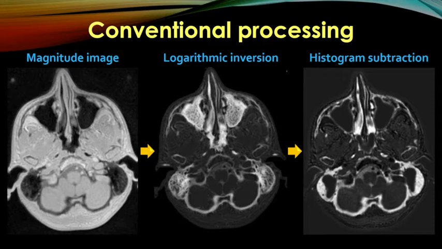Now, there's a conventional medical image processing technique to this. You can take the conventional magnitude black bone image, and you can do a logarithmic inversion. So now you get a bright bone image, but of course the air is also bright along with the bone. So then you can do histogram subtraction to mask out the intensity of air, which is slightly different. However, you see that you will also lose some microstructural detail, particularly the mastoid septae. Still, it looks pretty good.